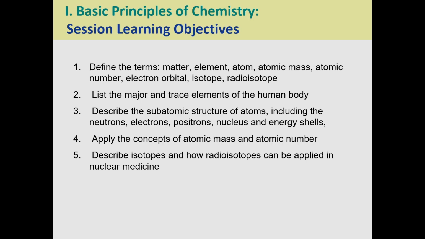So we're going to try to cover the following things in this video. We're going to go over some basic terms, or at least you should go over these terms on your own: matter, element, atom, atomic mass, atomic number, electron orbital, isotope, and radioisotope. We're going to talk about major and trace elements and what those mean. We'll talk about the basic structure of an atom. We'll also go over neutrons, electrons, and positrons, also known as protons, the nucleus and energy shells, talk about atomic mass and number, and then talk about isotopes and radioisotopes and how those apply to healthcare.